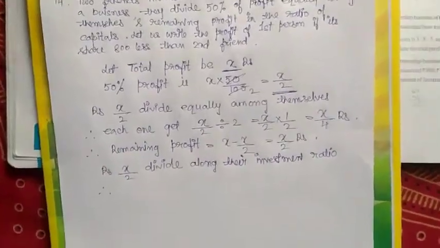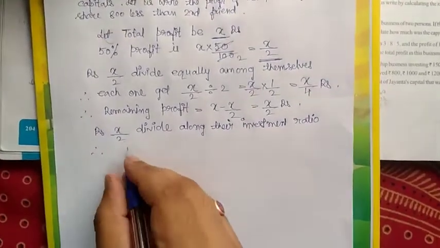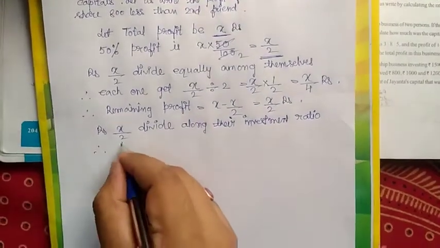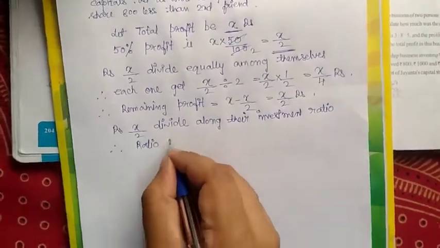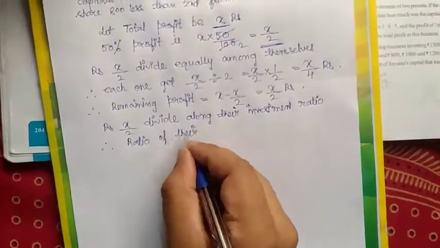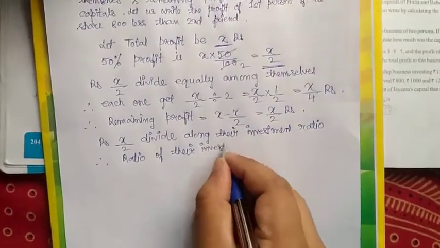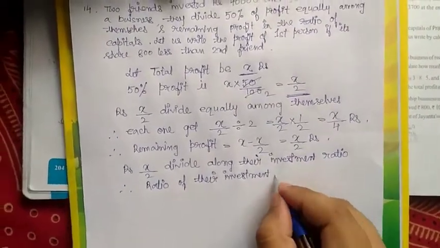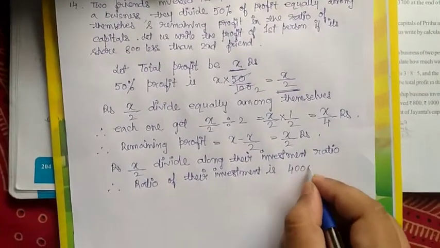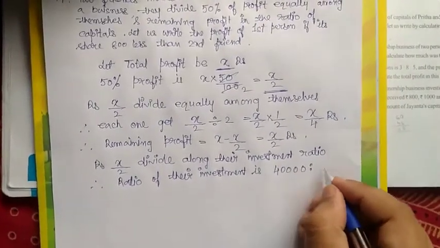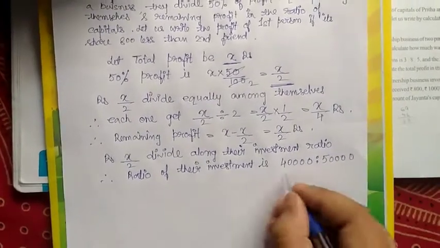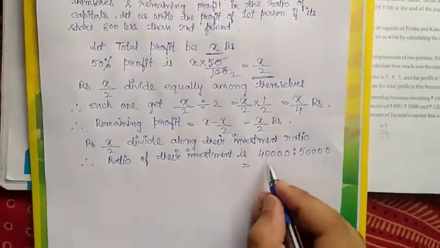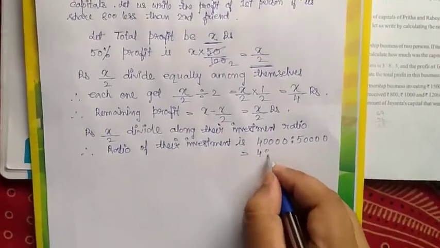So therefore, the ratio of their investment is 40,000 is to 50,000. Eliminating these 4 zeros from both of these, we get 4 is to 5.